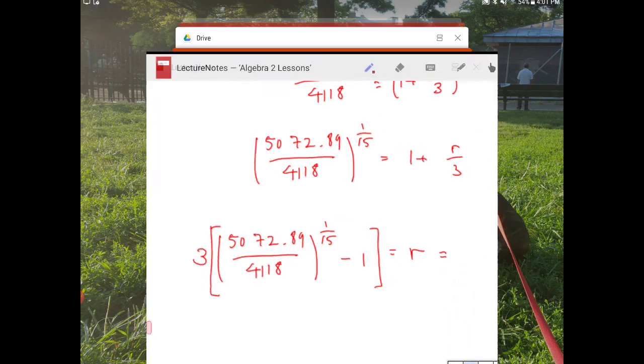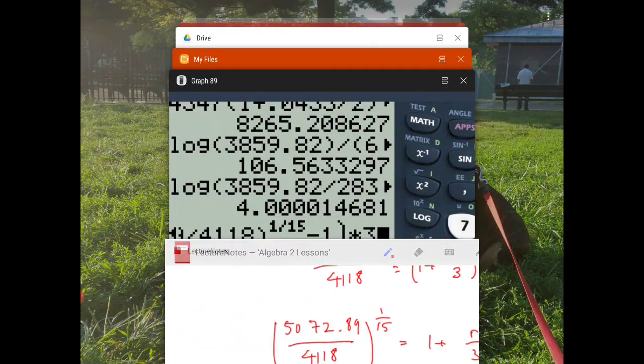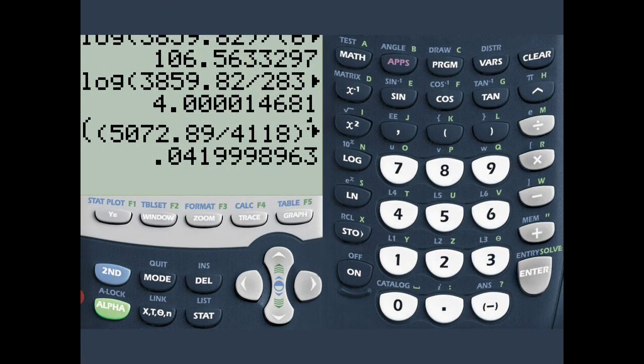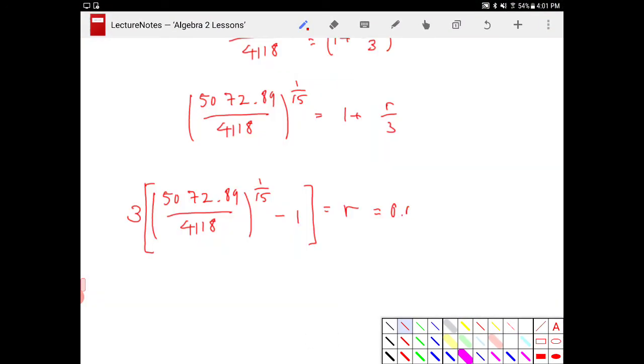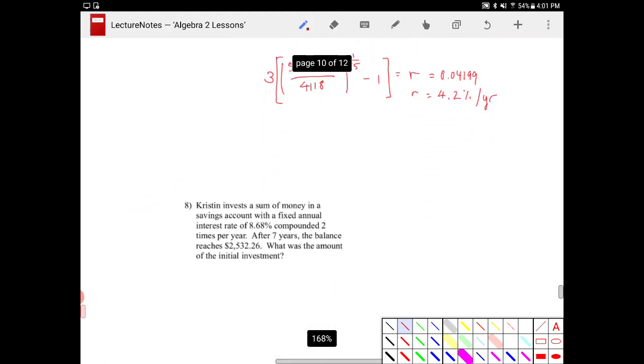I believe that's it. Let me just double check. Yes, it is. Press enter. So R is equal to 0.04199, or R is equal to 4.2% per year. Let's take a look at the last one.